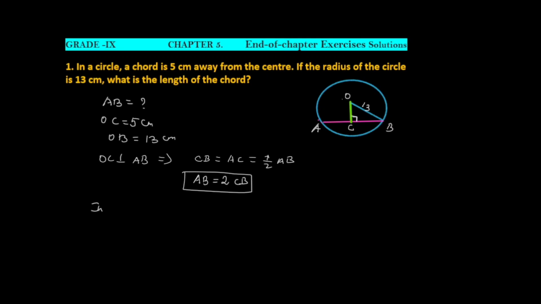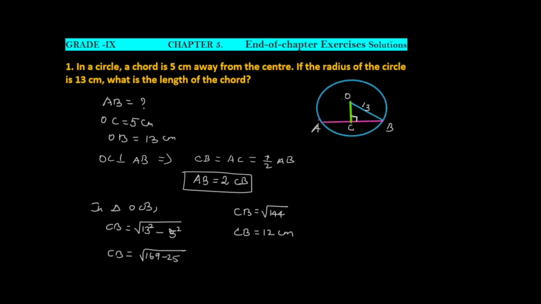So in triangle OCB, we know that angle C is 90 degree, opposite to that hypotenuse. So CB length is equal to hypotenuse squared minus another side squared, OC squared. OC squared is 5 squared. So CB is equal to square root of 169 minus 25. CB is square root of 144. 169 minus 25, 144. CB is equal to 12 centimeter. So length of CB is 12 centimeter.